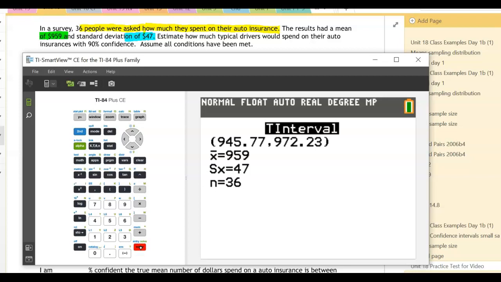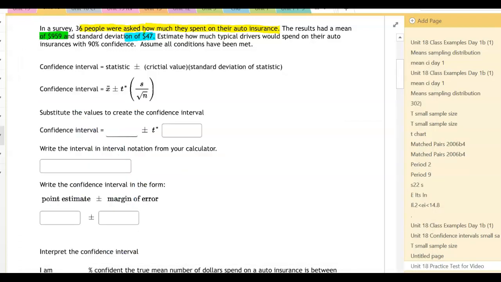And you're going to get this confidence interval. We're going to write that confidence interval down, 945.77, 972.23.